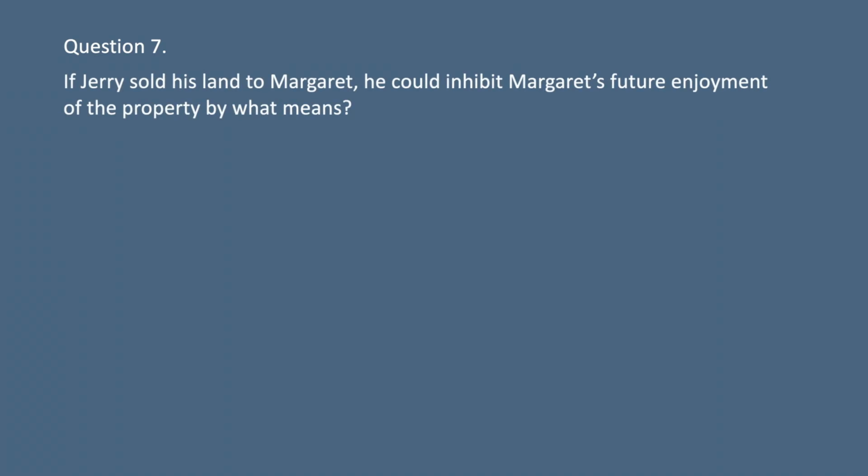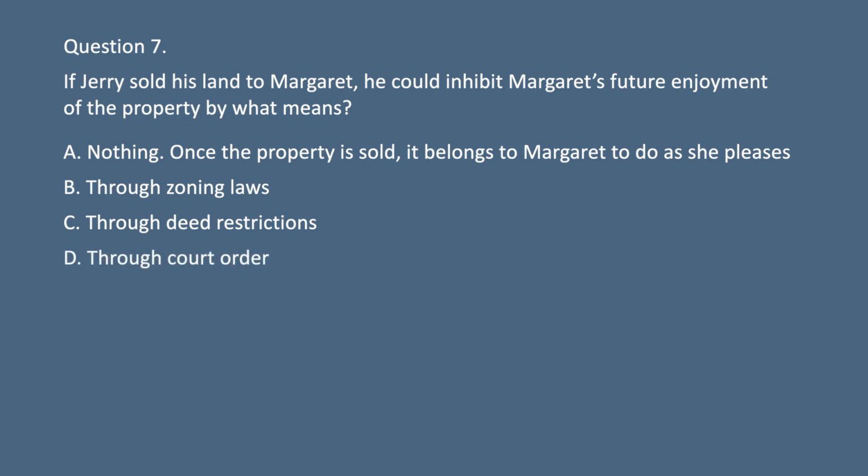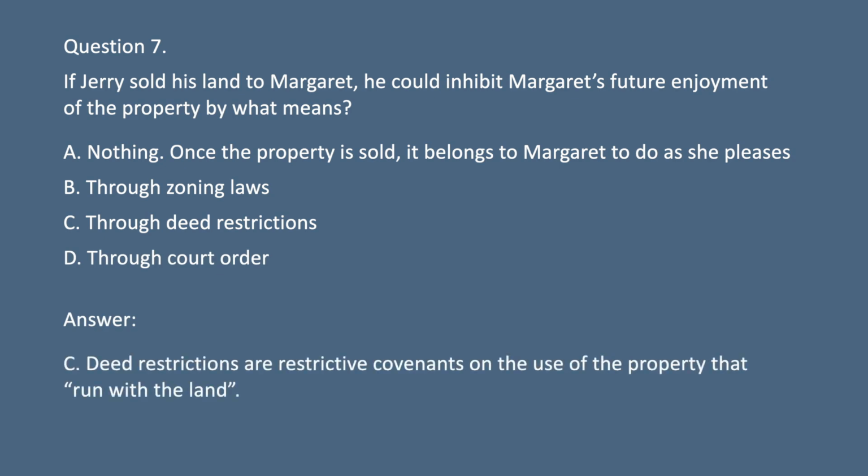Question 7. If Jerry sold his land to Margaret, he could inhibit Margaret's future enjoyment of the property by what means? A. Nothing. Once the property is sold, it belongs to Margaret to do as she pleases. B. Through zoning laws. C. Through deed restrictions. D. Through court order. Answer. C. Deed restrictions are restrictive covenants on the use of the property that run with the land.